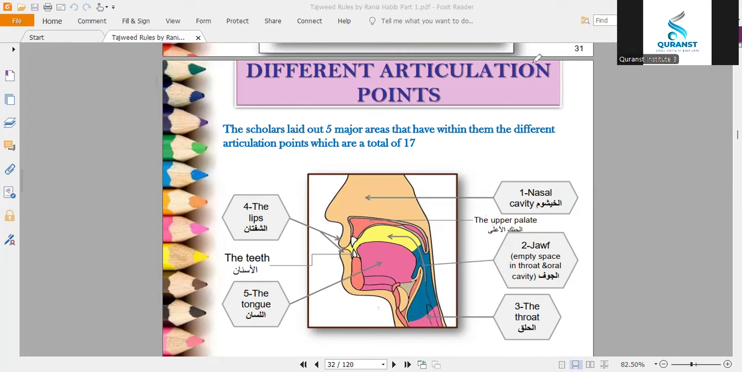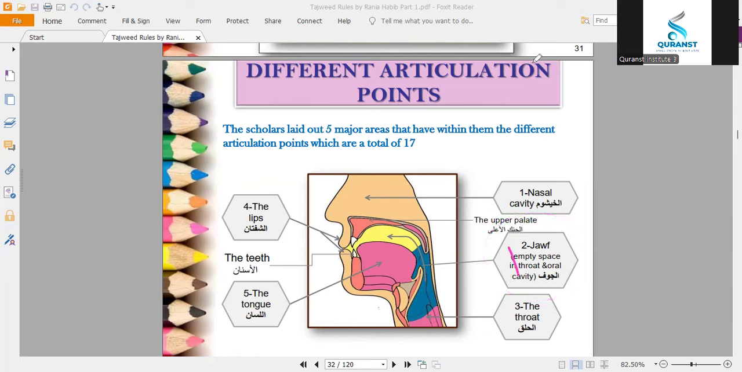The second articulation point of the Arabic letters is aljawf. And this is the last one we will study today, inshallah. At the beginning, what is the meaning of aljawf? Aljawf is the empty space in the throat and the oral cavity. And if you want to check that you can make some letters from aljawf, try, and you can't find that. Try to find any touched place in your mouth.